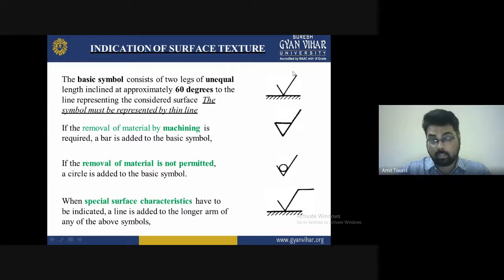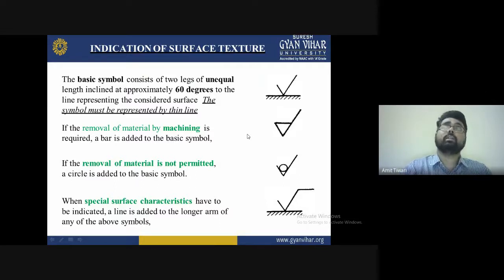First, if the removal of material by machining is required, a bar is added to the basic symbol. You can see this in the diagram. At the upper part there is no bar, and in the second a bar is added. So it is required that the removal of material is by machining, and this type of symbol represents it.